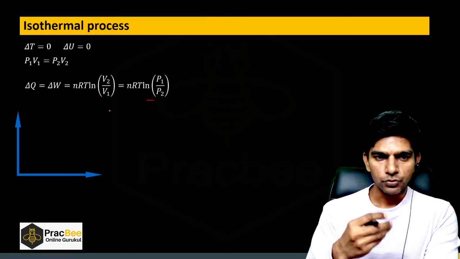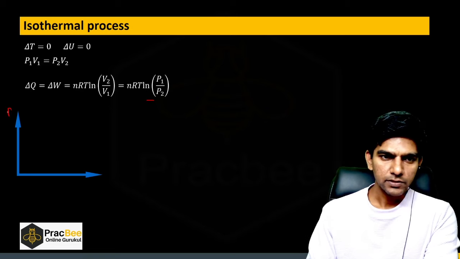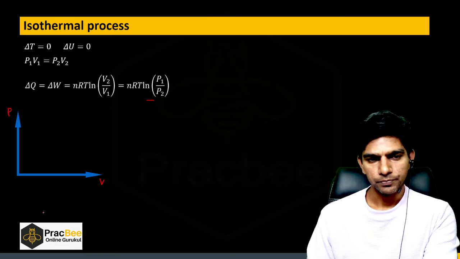Now, if we show the indicator diagram, let us say on the y-axis we have pressure, on the x-axis we have volume.